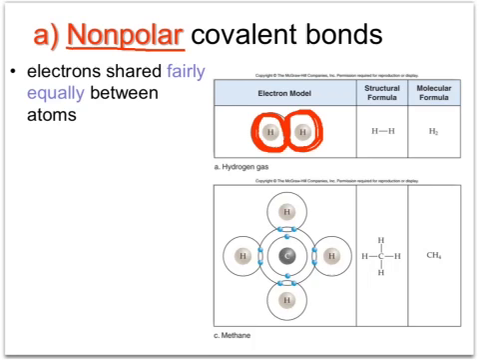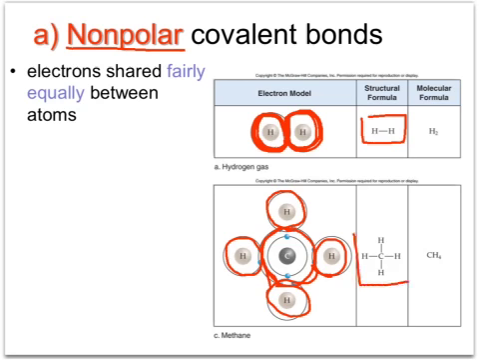Here's another example. Here's methane. Methane will again equally share these electrons around each of the atoms. And so they are shared fairly equally, and therefore they are called nonpolar covalent bonds. Another key is the symmetry of them. If you look at their structural formula, they are symmetrical. And so symmetrical compounds or molecules tend to form nonpolar covalent bonds.